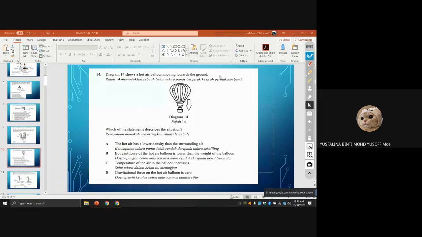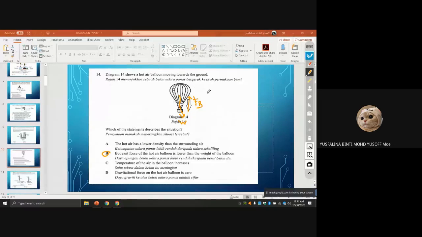You know there are two forces acting on the hot air balloon here. The first one is the weight. Remember, if you want to label the weight, it must be at the center of the object. Another one is the buoyant force. If it moves downward, the weight is much bigger than the buoyant force. So the answer should be B: the buoyant force of the hot air balloon is lower than the weight of the balloon. So number 14 is B.